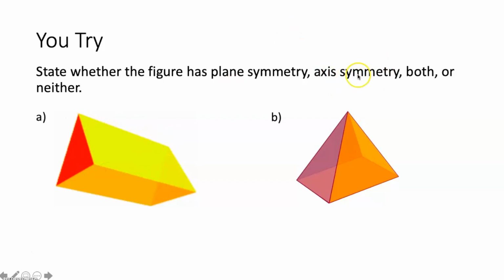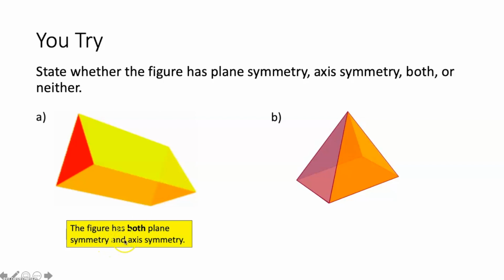Does it have axis symmetry? Is there somewhere you could stick a pole through the middle and then rotate it around, and it'll be the same figure before you get all the way around 360 degrees? Yeah, if I were to stick a pole through the middle of this triangle right here and have it go through the middle of the triangle in the back, I could rotate it and it would be the same 1, 2, and then back to itself after 3 rotations of 120 degrees. So yes, this does have plane symmetry and axis symmetry, so it has both.